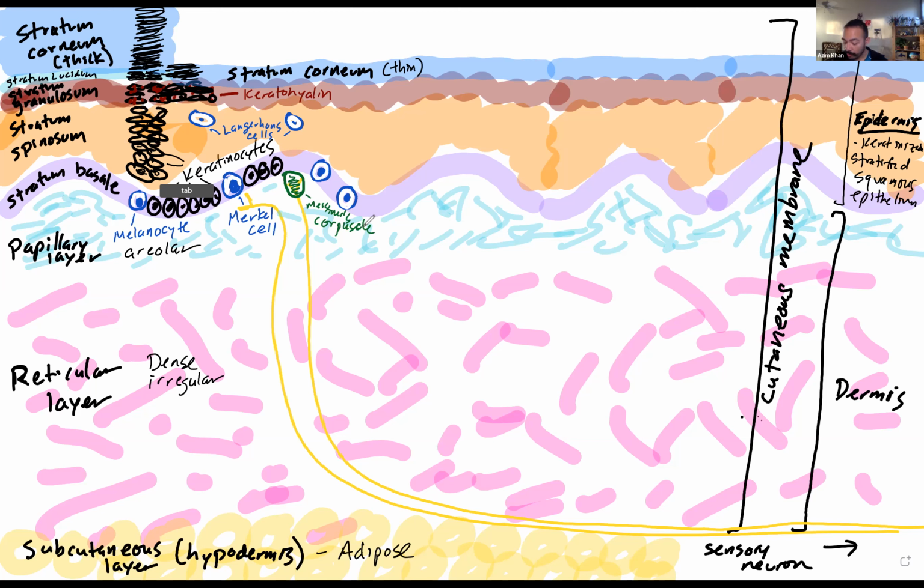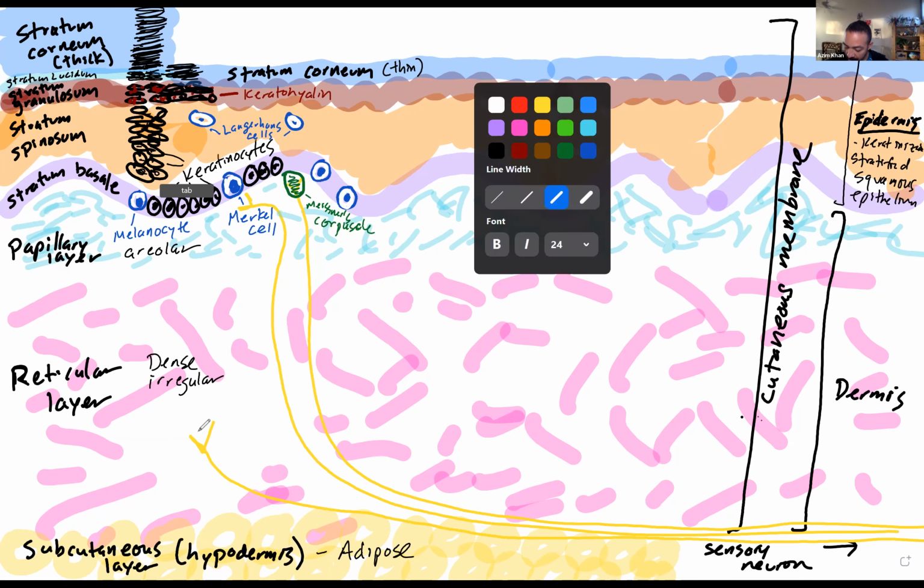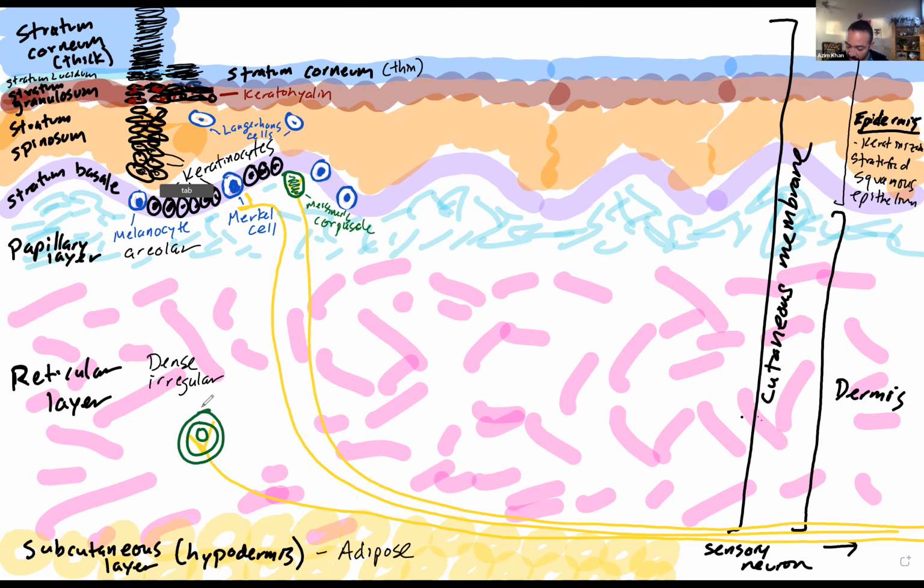A Pacinian corpuscle is going to be found deeper. Let's draw a nerve ending here. A Pacinian corpuscle has many circular layers that cover the nerve ending.